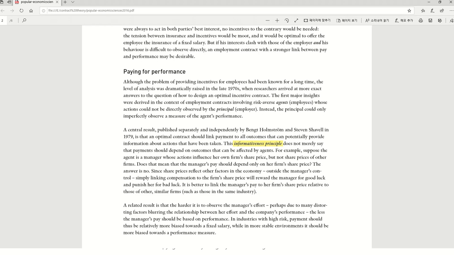And then we talked about the informativeness principle, right? What is the informativeness principle? We saw this in discussing relative performance evaluation. According to this, when designing an incentive contract, we have to use all available, potentially relevant information. That's the reason why relative performance evaluation can improve the efficiency of an incentive contract, right?